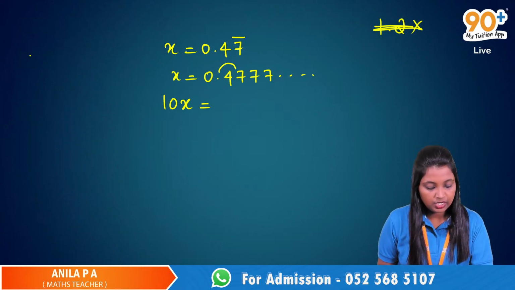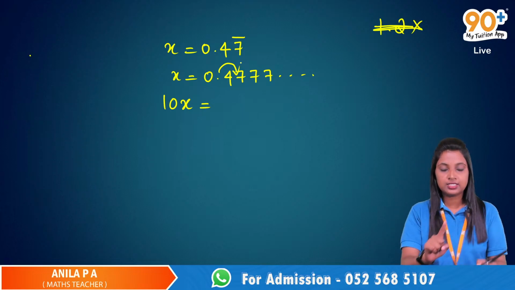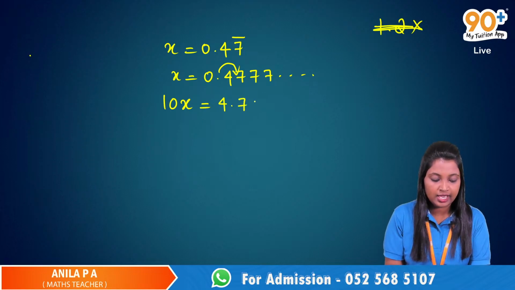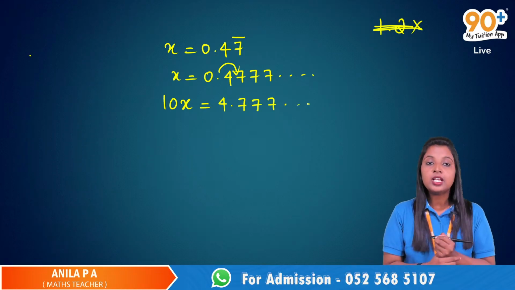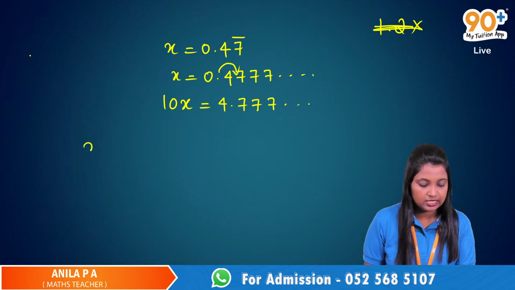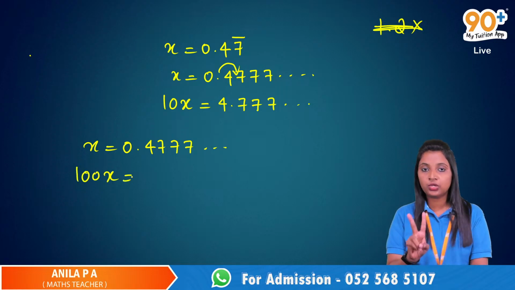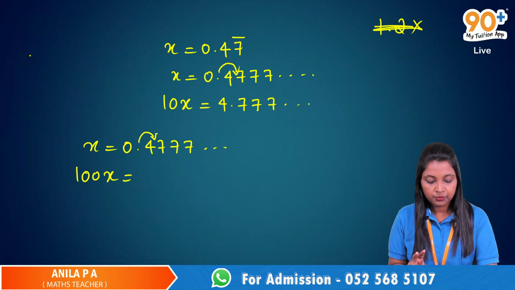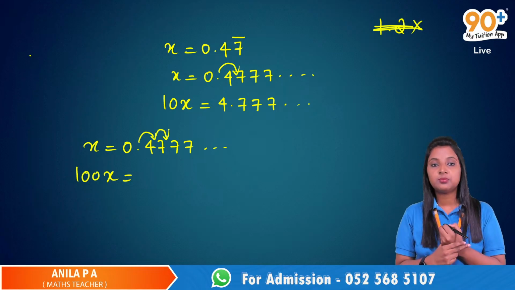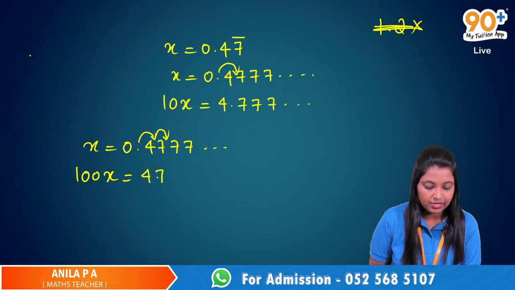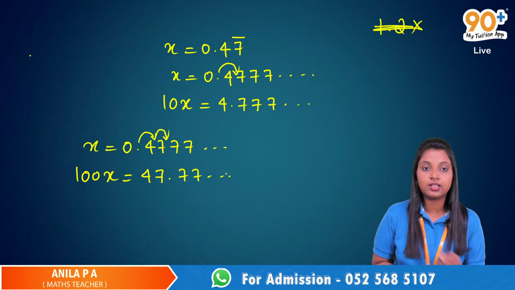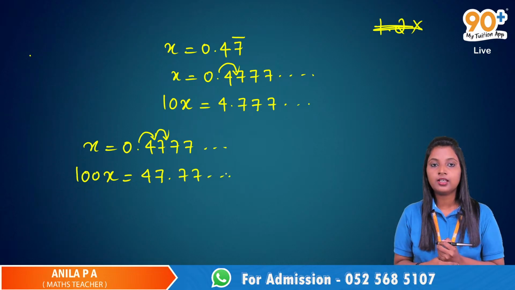From here to here we have to shift one place. So it will be 4.777 etc. Suppose we are multiplying x is equal to 0.477 etc. and we are multiplying it with 100, meaning we have two zeros and we have to shift two decimal points. So it will be 47.777 etc. Okay?